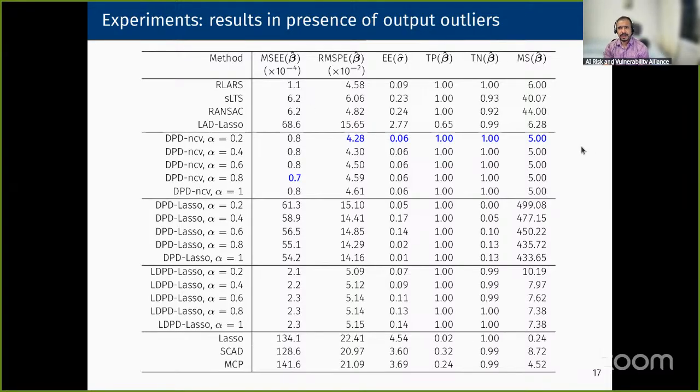Experimental results for output outliers. This is going to look about the same for all 3 outlier settings. But the long story short is that our method is doing well compared to other methods, which is DPD lasso. So in place of non-convex penalty function, if you use lasso, this is what happens. The optimization is not that stable. You can use lasso on log DPD as well. That is from a previous technique. Our proposed method does better than that as well.